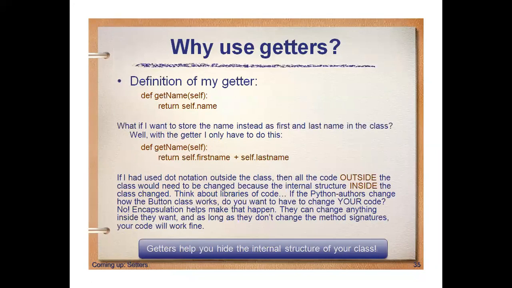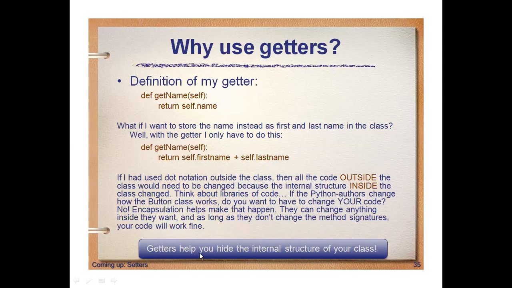So why do we use getters? The definition we have already seen: to get some information. If I want to store the name as first and last name in the class, we will have it with the help of a getter. Get name returns the first name, say ABC, and the last name, say XY. If I had to use dot notation outside the class, I can use this particular code outside.